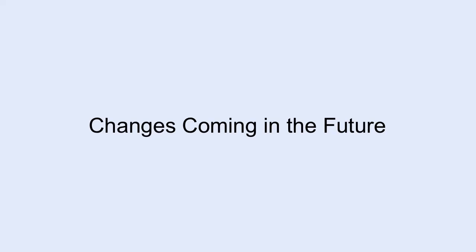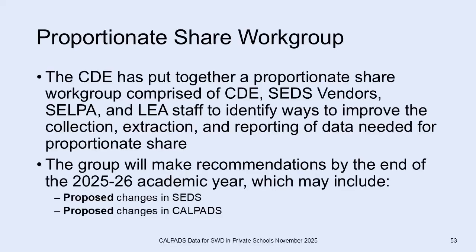There are some changes that will be coming in the future. We have put together a proportionate share work group comprised of SELPAs, local educational agencies, members of our fiscal unit here in special education, the CALPADS office, and your vendors. All of your vendors are participating in the private proportionate share work group. The objective of this group is to identify ways to improve the data we're collecting in CALPADS for purposes of proportionate share and make it easier for you to get the data out. But it also may impact your special education data systems at some point.